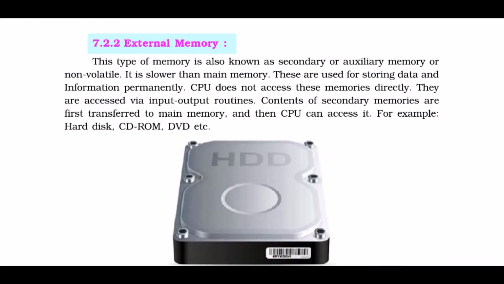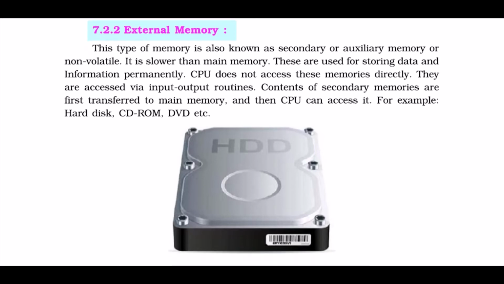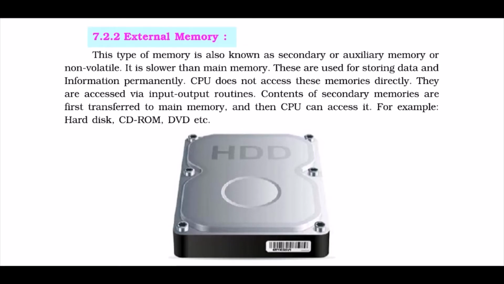Now we are moving to external memory. This type of memory is known as secondary or auxiliary memory. It is also non-volatile. It is slower than main memory. What are its examples? Hard drives, pen drives that you use in your computer or in your mobile phone. These are used for storing data and information permanently. You can update your information, but it has permanent viability.